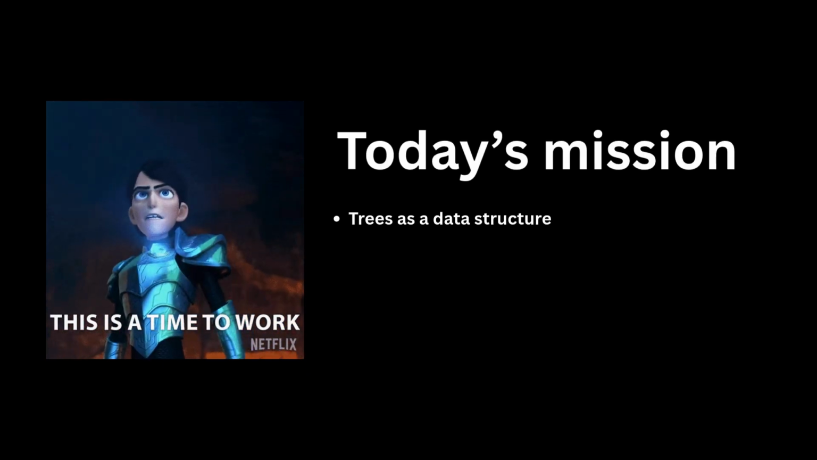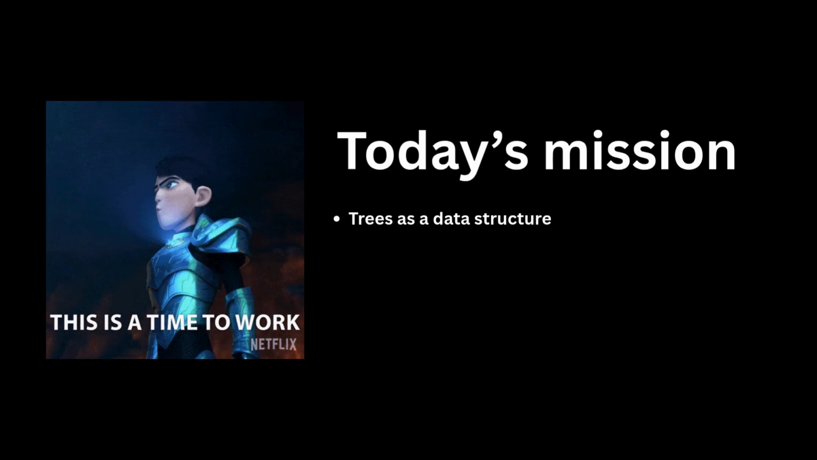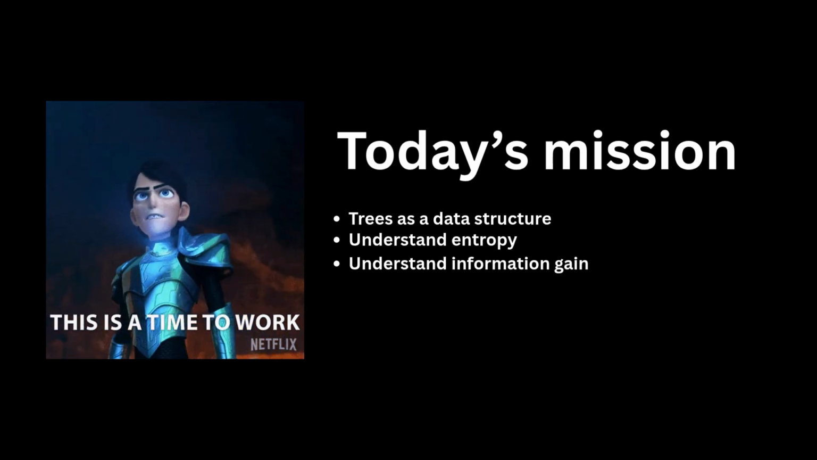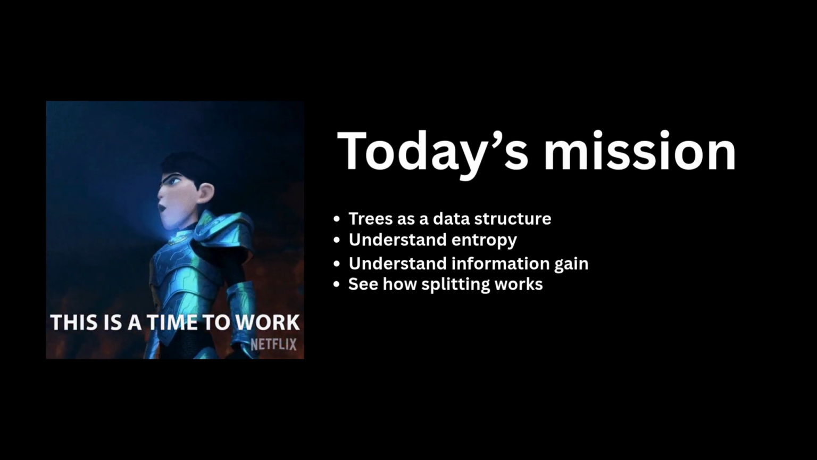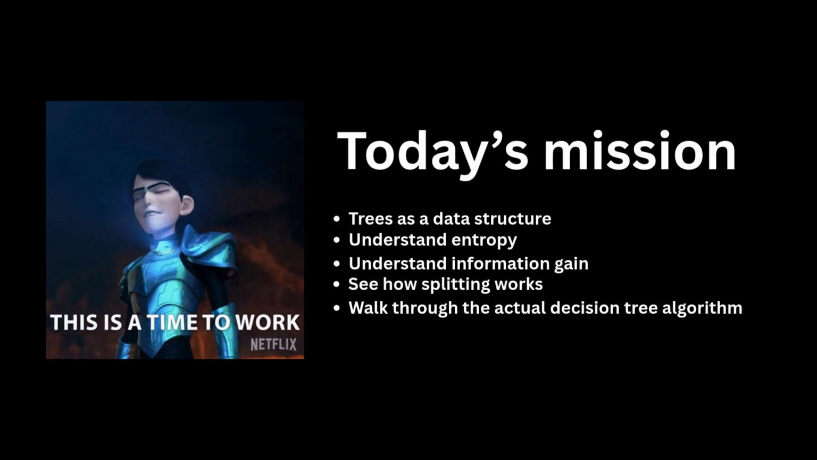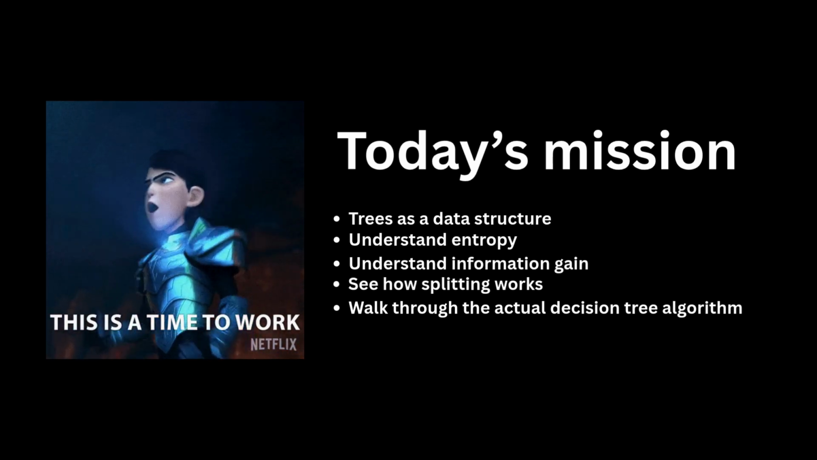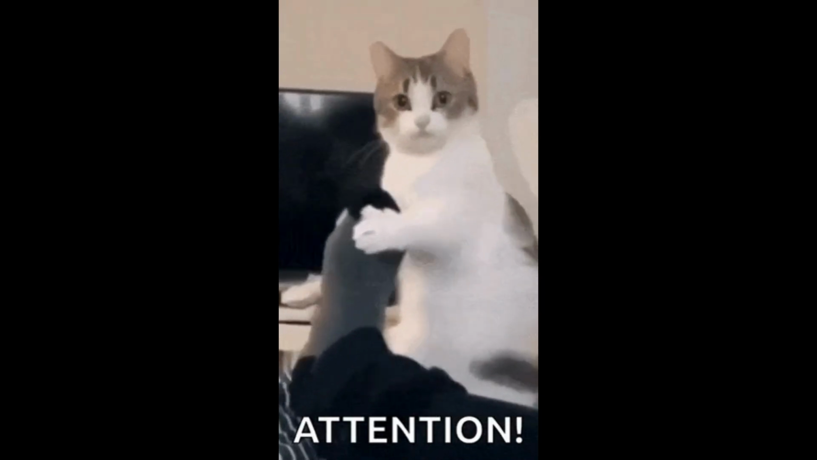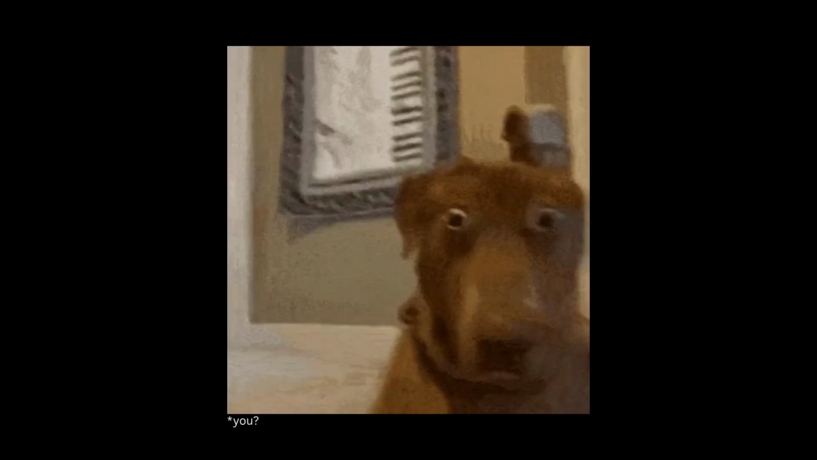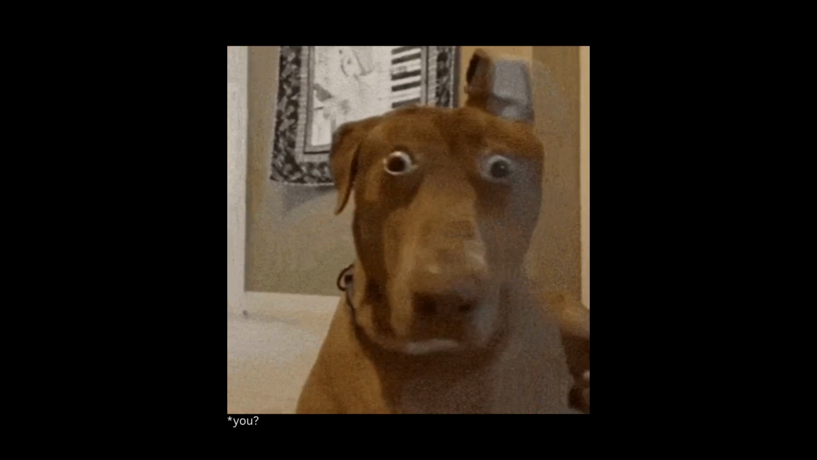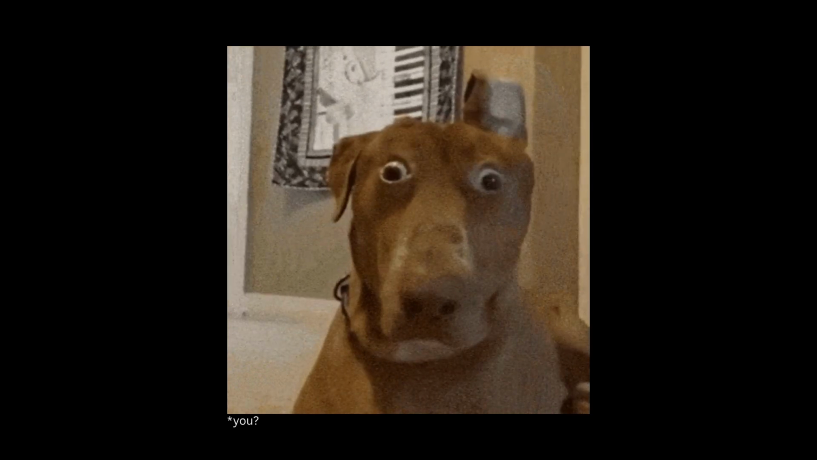Here's what we will cover in today's video. We will start with trees as a data structure, understand decision tree terminology, understand entropy and information gain, and see how splitting works, and then finally walk through an actual decision tree algorithm to build a classifier of a cat. Also, decision tree is a vast topic, so I'll be doing a follow-up video where we will cover advanced topics like continuous features, regression trees, and build everything from scratch.